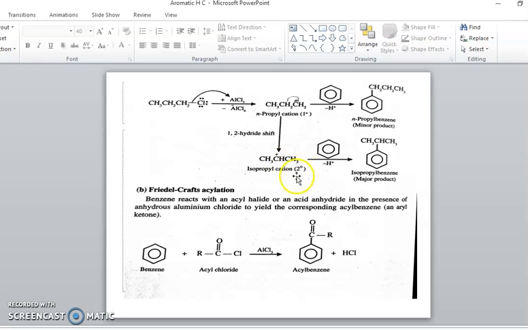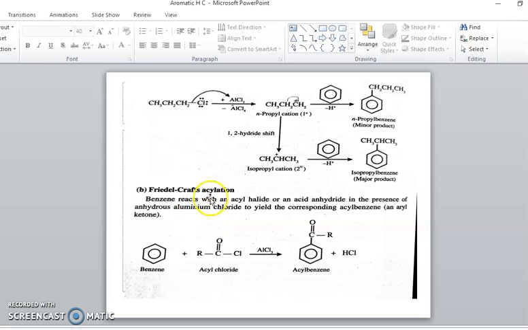And the secondary carbocation is more stable, so the product obtained from this one, that means this carbon will be attached to the benzene ring, and the product becomes isopropyl benzene, which is the major product, rather than from the primary carbon attached to the benzene ring to form normal propyl benzene, which is the minor product. This becomes minor because this is a primary carbocation, which is less stable.